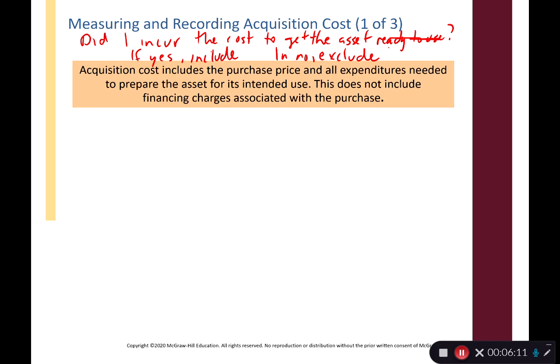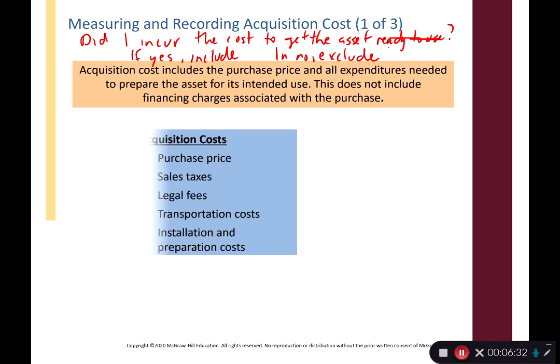Installation included. Sales tax included. Insurance, good idea? Yup. Required to get the asset ready to use? No, so it's excluded. Training, good idea? Sure. Required to get the asset ready to use? No, so it's excluded. Those are the ones that students tend to mess up on.